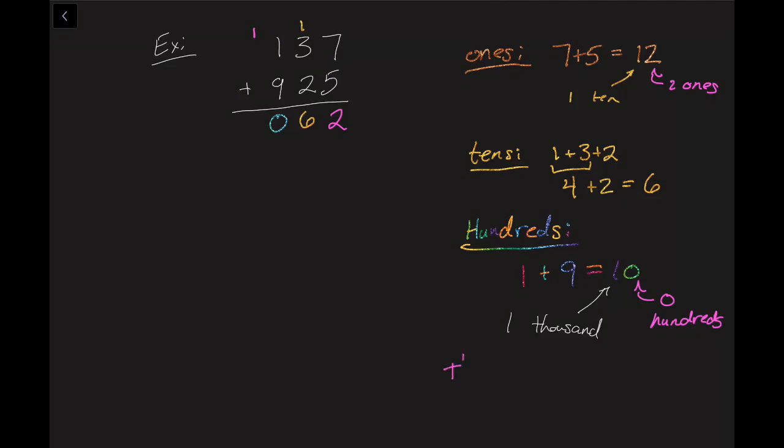Finally, we add our thousands together, and we have the 1 that we carried over plus 0 because there's no contribution from the 137, plus 0 because there aren't any thousands in 925, and we get 1. So we put a 1 in the thousands place, and our final answer is 1062.